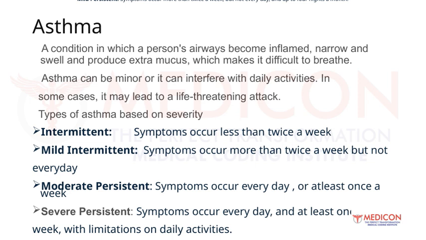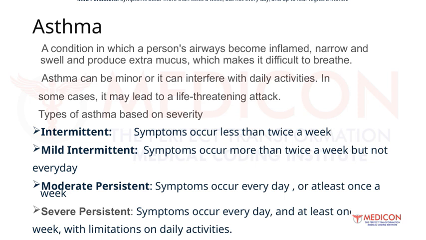Now, when we look at the different types of asthma based on severity, the first is intermittent. Here, symptoms happen less than twice a week, so it's relatively infrequent. Moving up, we have mild intermittent, where symptoms occur more than twice a week but not every day. That means the person experiences symptoms more often, but still not on a daily basis.